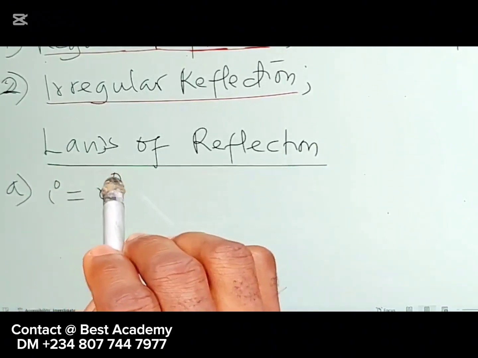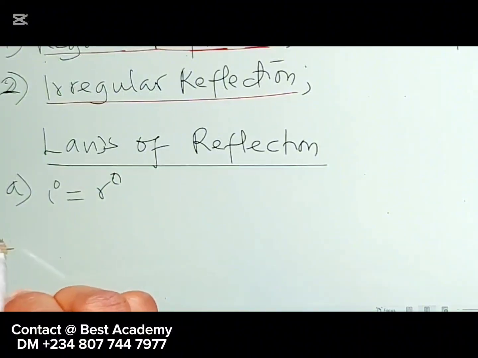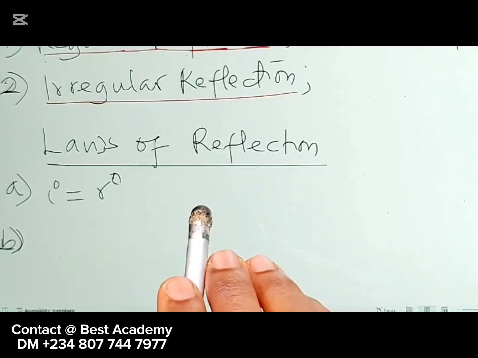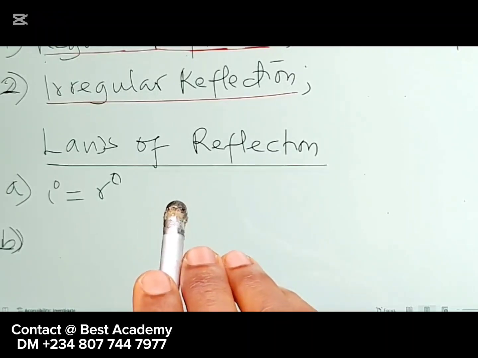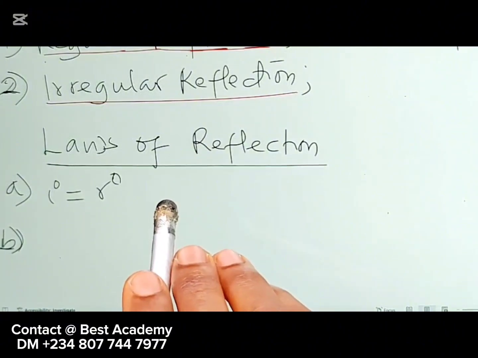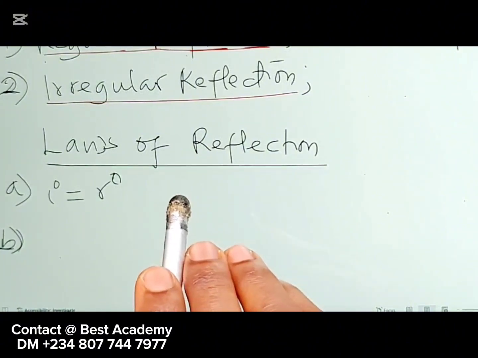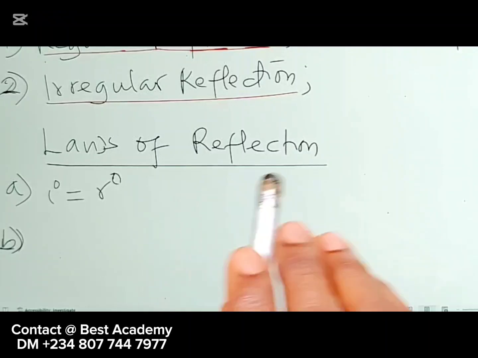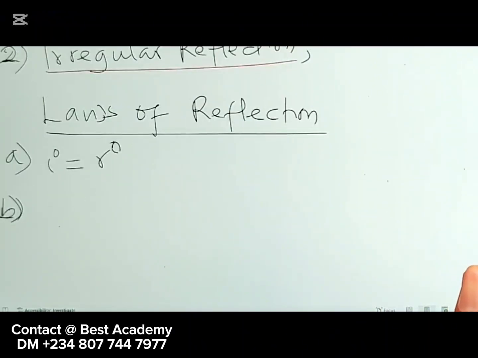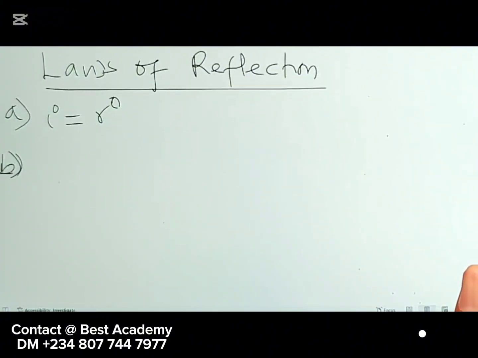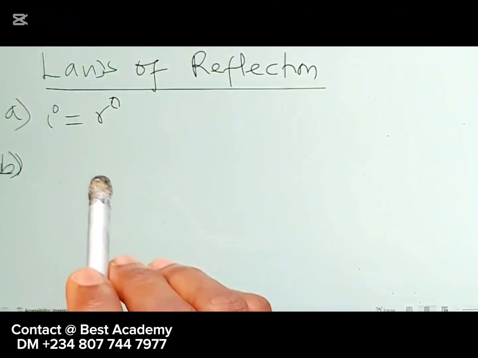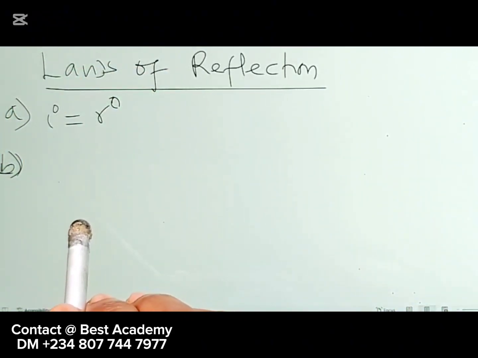Please take note. All right, so the second one, B: the incident ray, the reflected ray and the normal lie on the same plane. So this is what the second law is trying to explain here.